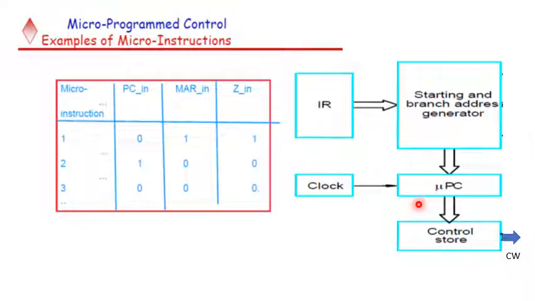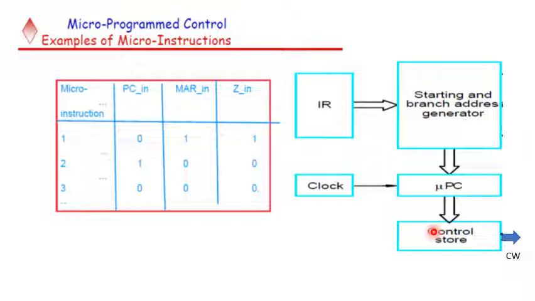To read the control words sequentially from the control store, a microprogram counter is used. Every time a new instruction is loaded in the instruction register, the output of the block labeled starting address generator is loaded into the microprogram counter. The microprogram counter is then automatically incremented by the clock, causing successive microinstructions to be read from the control store. Hence, the control signals are delivered to various parts of the processor in the correct sequence.